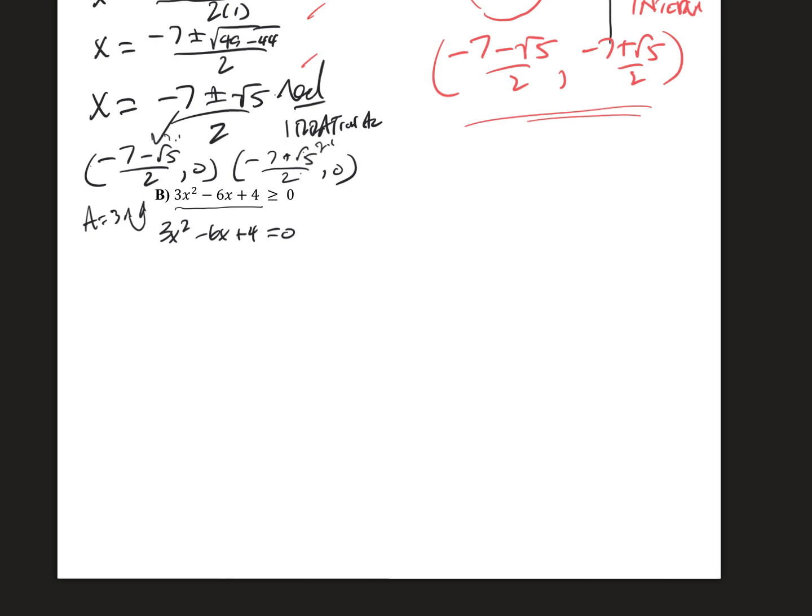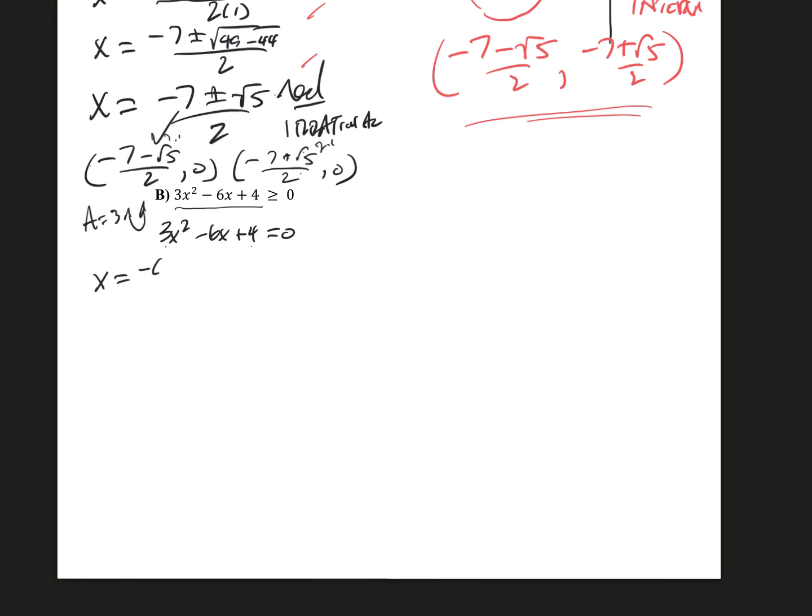3 times 4 is 12. Two numbers that multiply to 12 but add up to negative 6? It ain't going to happen. So again, factoring's not on the table here. So we either complete the square or we use the quadratic formula. Again, with that being a 3 and that being a 4, we're going to induce fractions. So I think the best way to go about this is to use our quadratic formula.